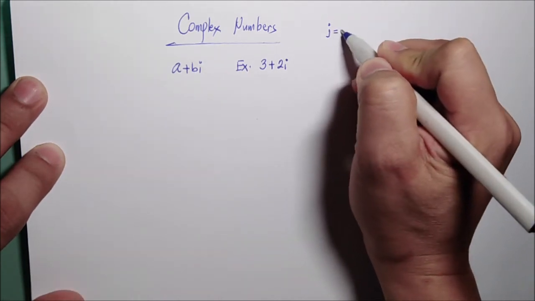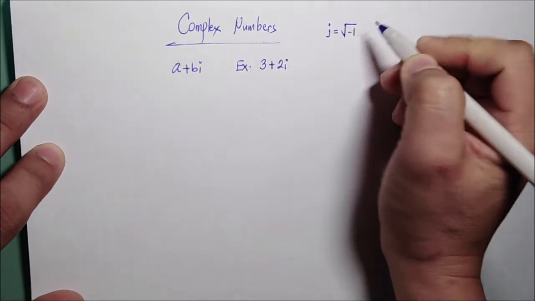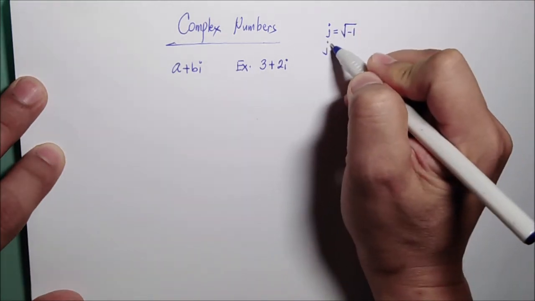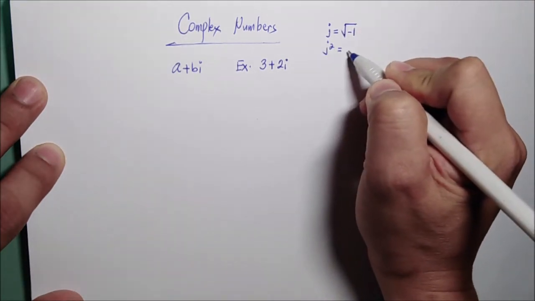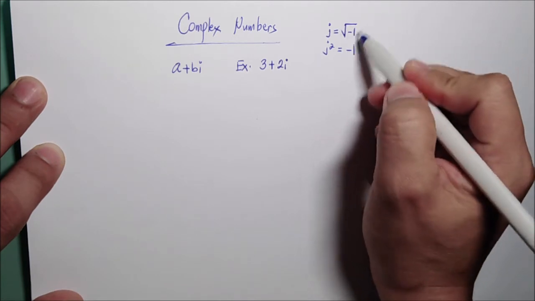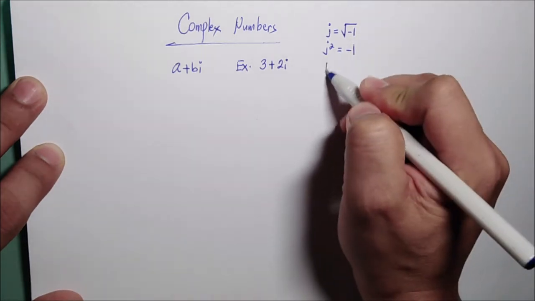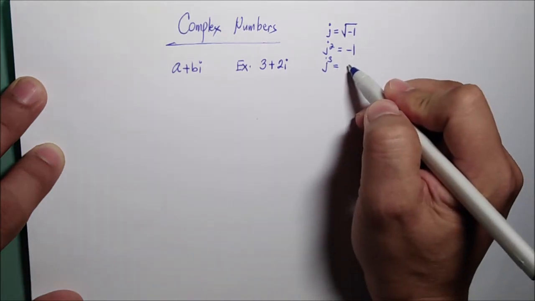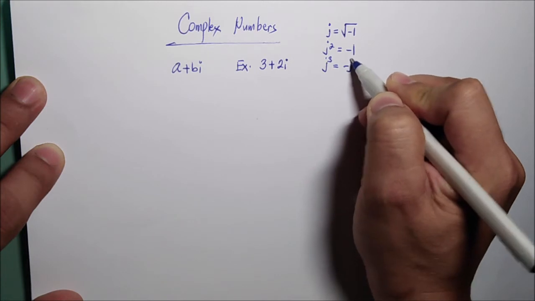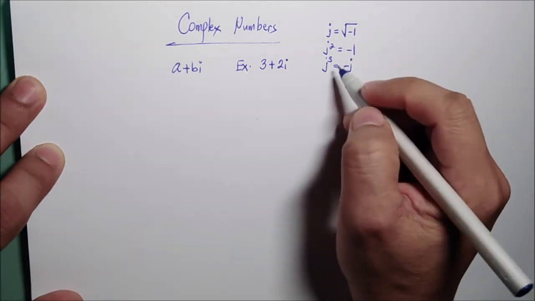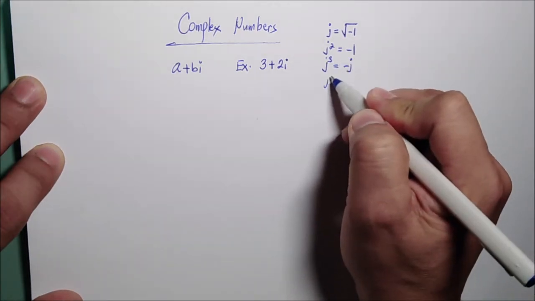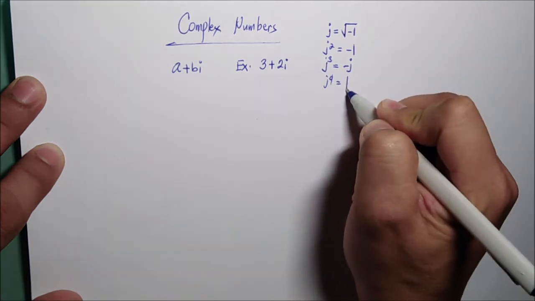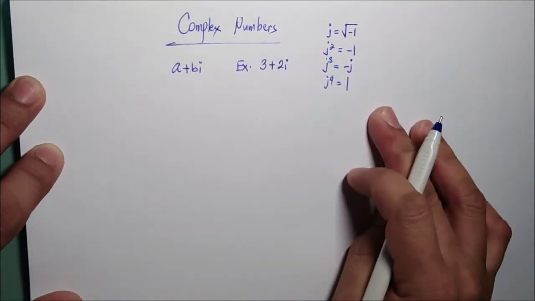equivalence of i, that is the square root of negative 1, and i squared, that is equal to negative 1. You square this one, this will become negative 1, and i cubed is equal to negative 1 times i, negative i. Okay, i cubed is negative i, and then i to the 4th is equal to 1. This concept is very much important.